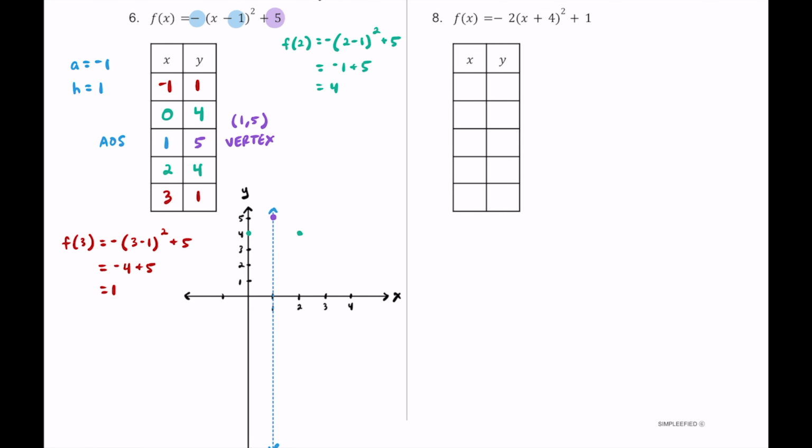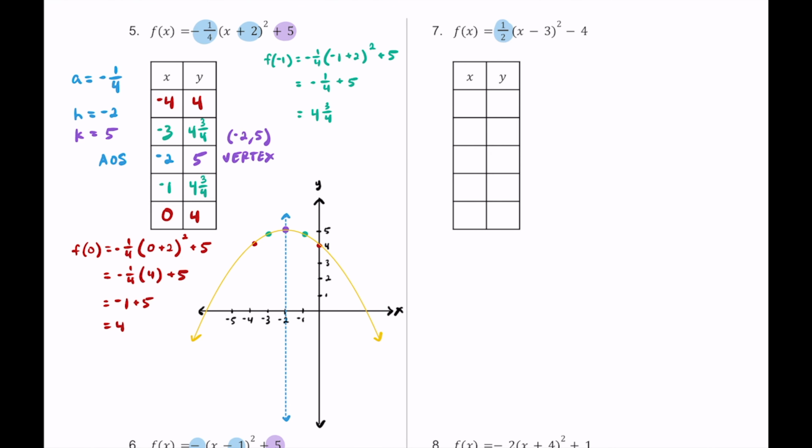We have negative 1 over here, so negative 1, 1, that's going to be right around here in quadrant 2. And then over for 3, 1, that's going to be right about here in quadrant 1. Drawing a rough sketch here, this would be what the parabola would look like. Here's number 7.